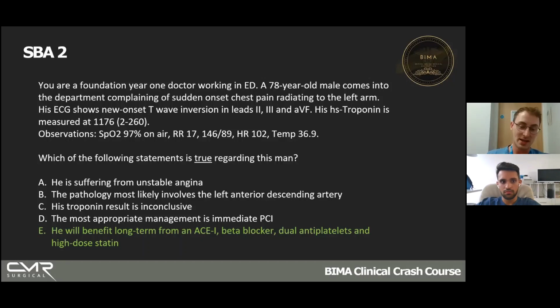And lastly, E. So this is correct because these 4 drugs here, an ACE inhibitor, beta blocker, dual antiplatelets, and a high-dose statin, are drugs that we give to everyone after they've had ACS. And these help improve your mortality by various different mechanisms, which we'll go through a little bit later.